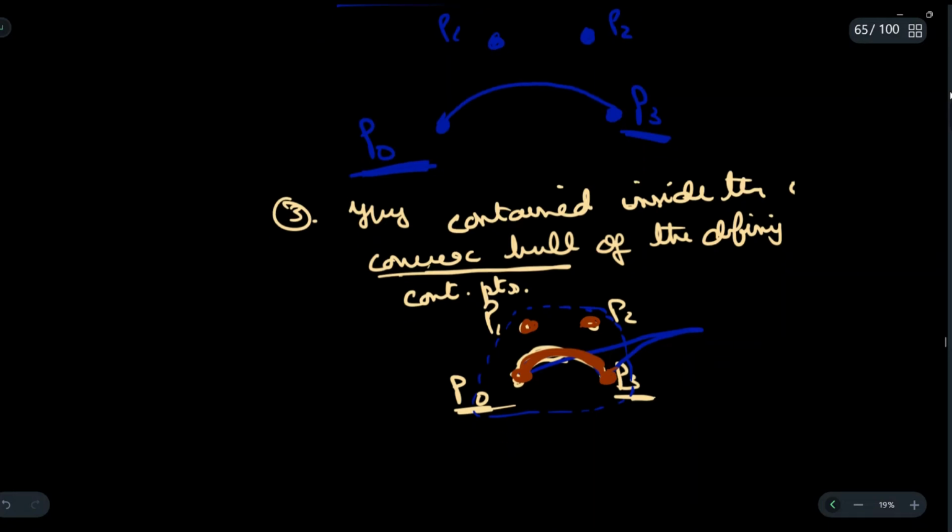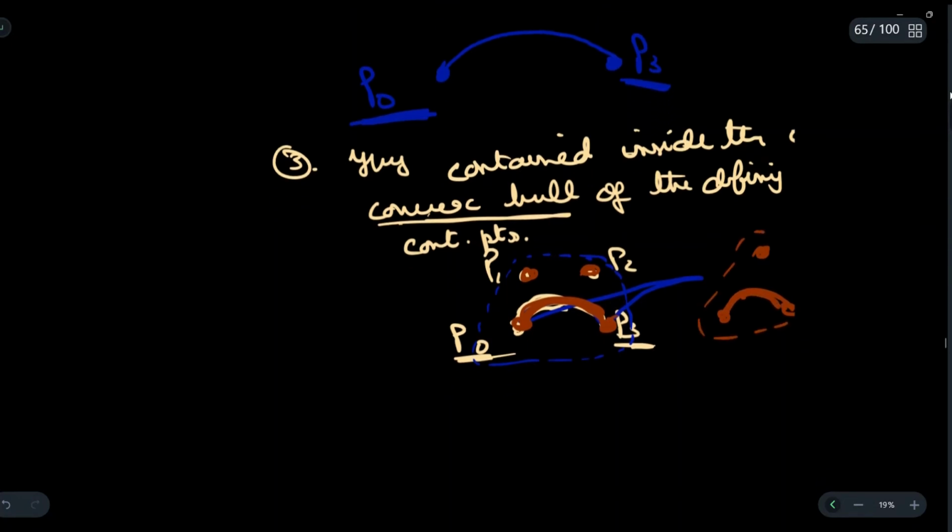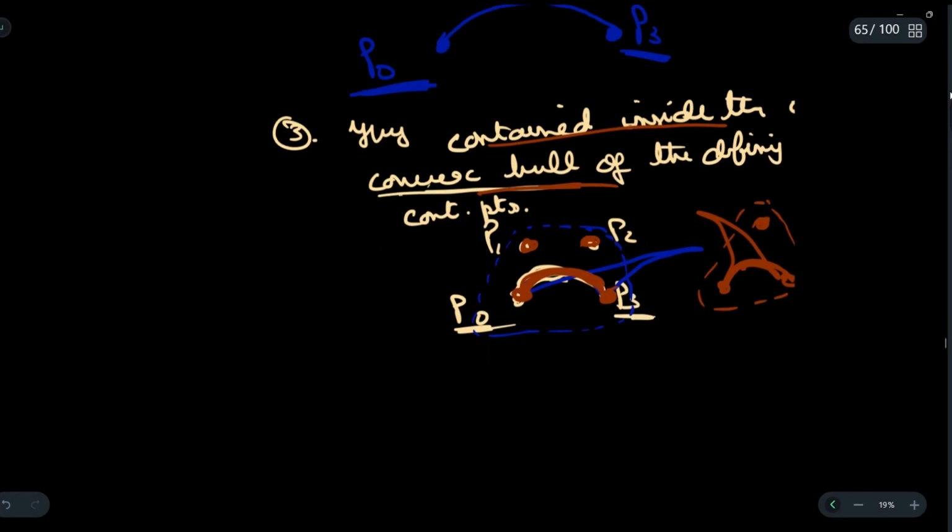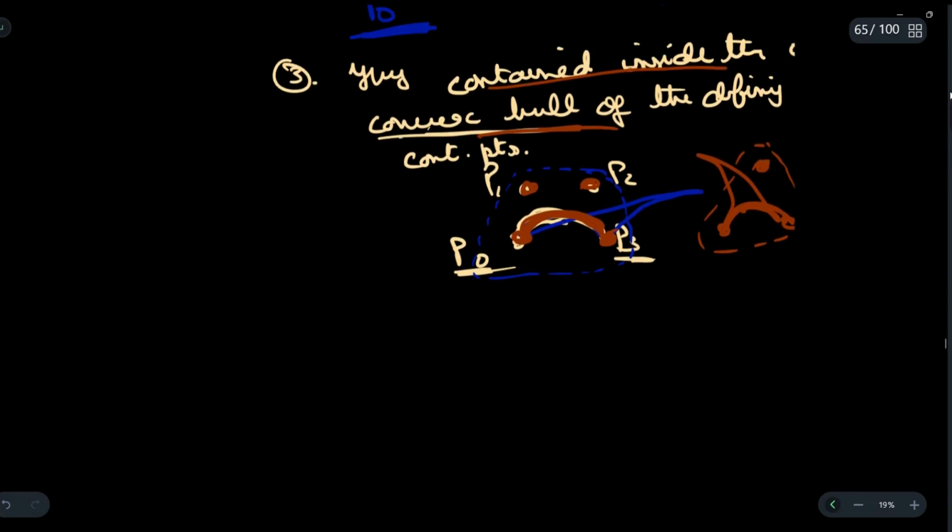Suppose we have a quadratic, then it will always lie inside the convex hull of these 3 control points. They will never fall outside it. So this is what is meant by being contained inside the convex hull. Now let us come to the fourth property.